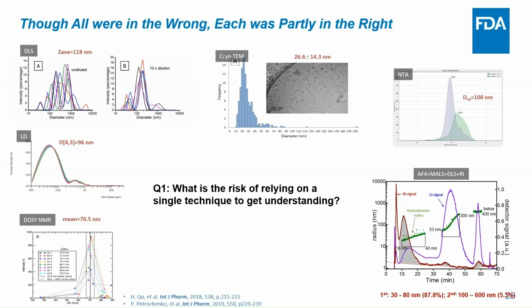Of course, what is the risk of relying on a single technique to get understanding? It's really high risk. All right, so through this example, what I'm showing you, this is a cyclosporine ophthalmic emulsion. We measured many samples using different techniques. Eventually, over time, we accumulated more understanding about the measurement. We recognize how much we actually don't know about the measurement of particle size. And can we trust the technique if we have sufficient understanding?